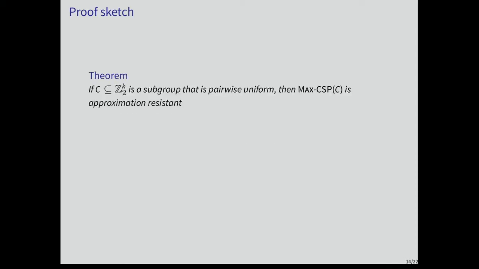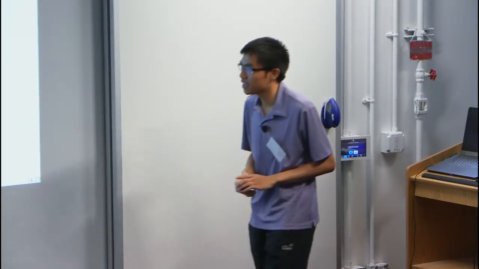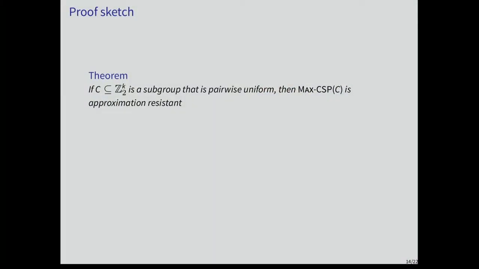So for the remainder of this talk, I will sketch a proof of this main result. If we have a predicate which is a pairwise uniform subgroup, then the CSP you get is approximation resistant. And as a reminder, pairwise uniform, you should think of this C as the set of strings of even parity.